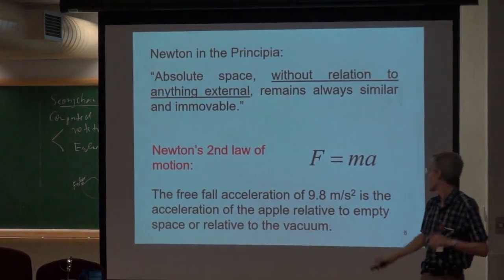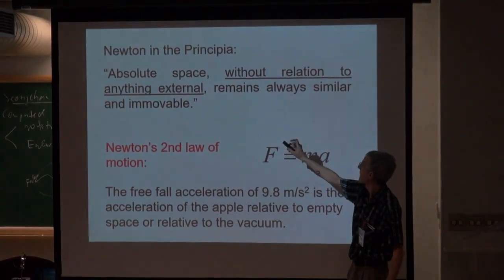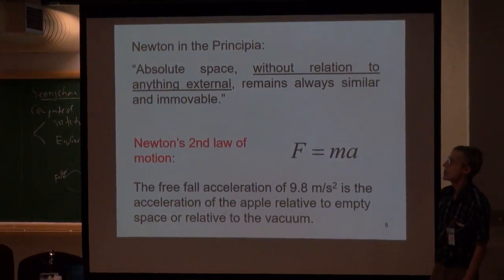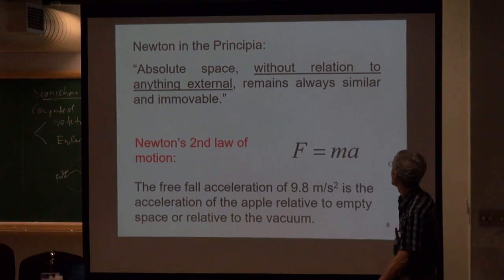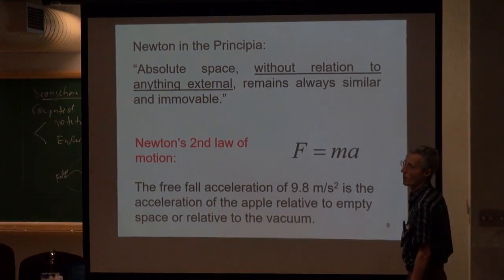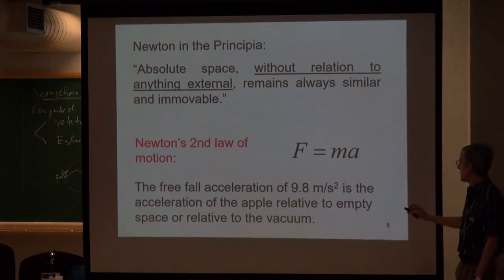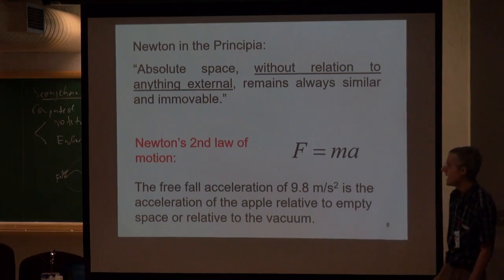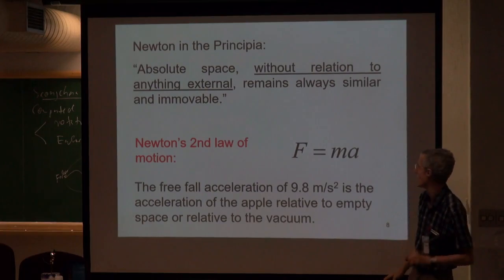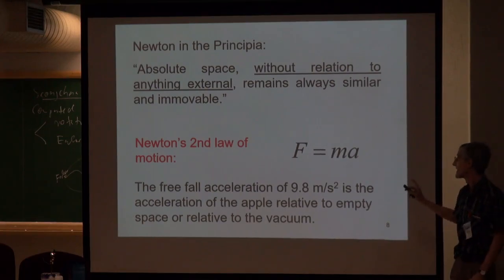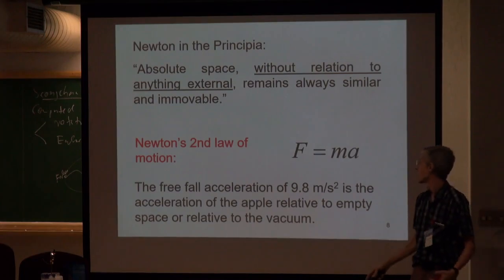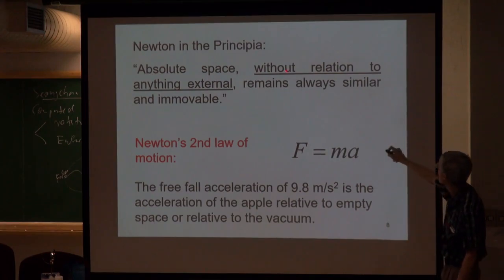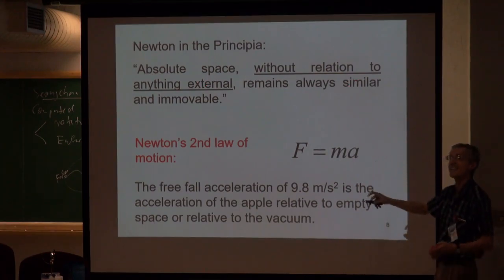Newton said that the acceleration in his second law is acceleration relative to absolute space, which, without relation to anything external, remains always similar and immovable. These are the words by Newton. So the free fall acceleration of 9.8 meters per second squared is not the acceleration of the apple relative to the ground. It is the acceleration of the apple relative to empty space, or relative to the vacuum, which Newton did call absolute space.